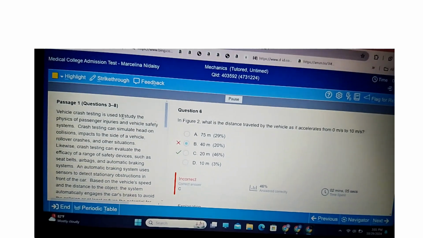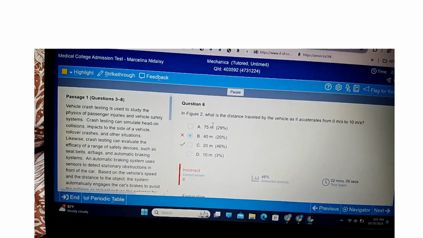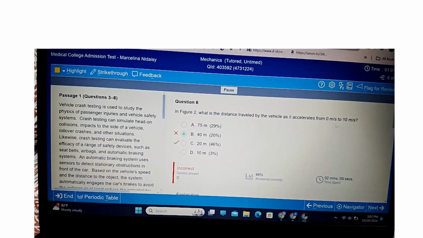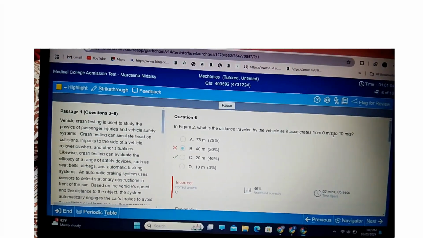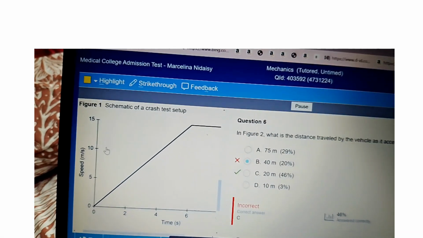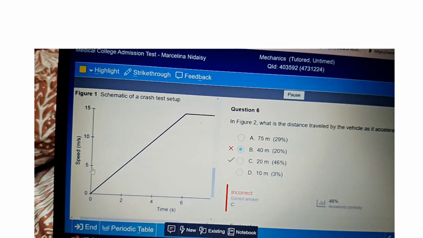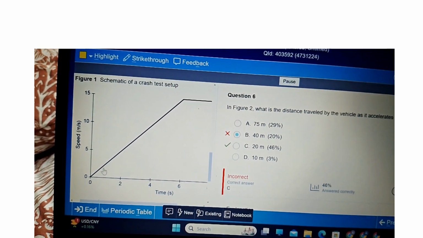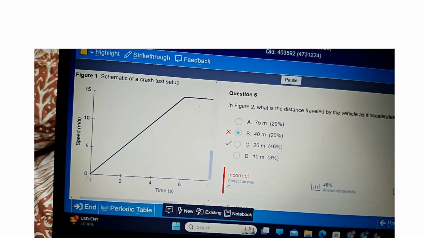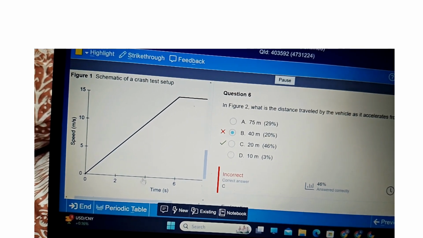The next question was, I'm so sorry, I marked this answer before solving it, and I wanted to see the explanation, and that's why I marked it. What is the distance traveled by the vehicle as it accelerates from 0 meter per second to 10 meter per second? Here is the graph they have given us, that this is the speed and this is the time, and we have to see the distance traveled by the vehicle as it accelerates from 0 to 10 meter per second. Here comes the 10 meter per second, and this is the 4 second.